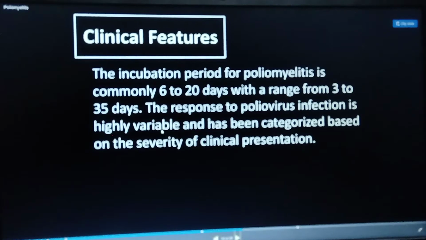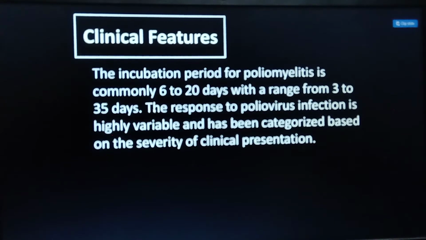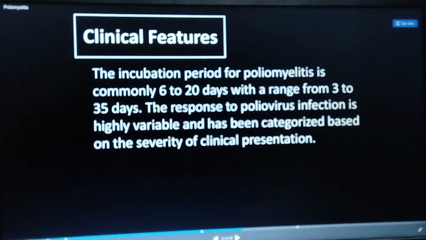Okay, so clinical manifestations, we'll see that. The incubation period is commonly 6 to 20 days for the polio virus, but the range is 3 to 35 days. Whenever the virus enters the body, the incubation period is 6 to 20 days, and it may extend to 3 to 35 days also.